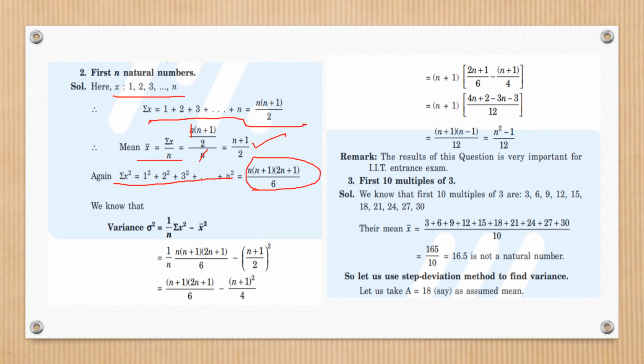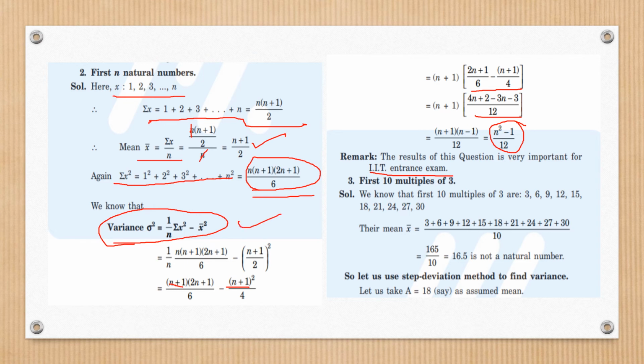Now what is the formula for variance? It can be expressed in this way also. Sigma square is 1 upon n times sigma x square minus x bar square. So it is 1 upon n times this sigma x square, minus x bar is this, and its whole square. Open up the brackets, you can take n plus 1 common from here and here, and for the rest take the LCM inside, and you will get it as n square minus 1 upon 12. It is a plus b into a minus b is a square minus b square. And this result is very important for your IIT entrance examination. You get some questions where this kind of formula is applicable.